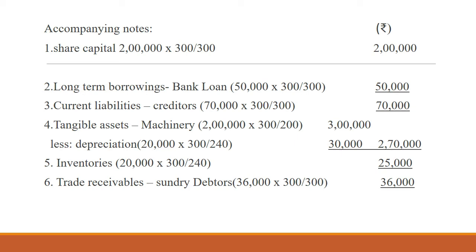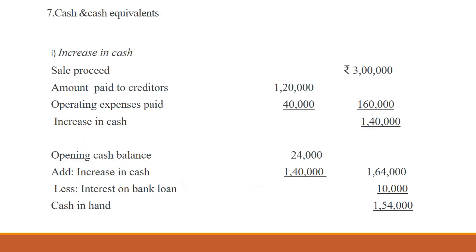Inventories is also throughout. Therefore, 20,000 into 300 divided by 240, 25,000. Trade receivable, sundry debtors, 36,000 into 300 by 300, 36,000. So, now the last part becomes cash and cash equivalents.